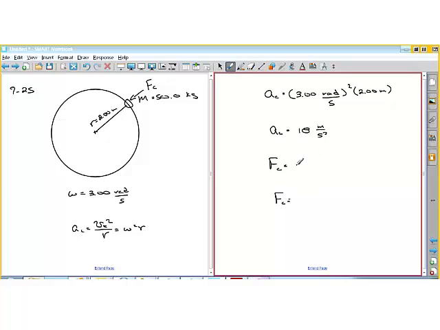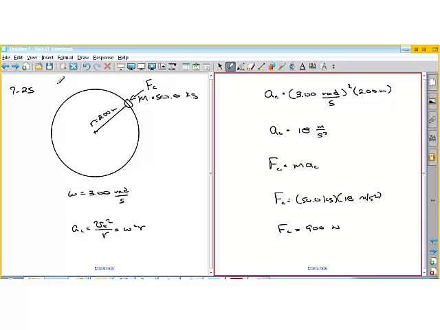Mass times centripetal acceleration, 50 kilograms times 18 meters per second squared. 50 times 18, 900 newtons. Okay, what minimum coefficient of static friction is required? Is the answer you found reasonable? In other words, is she likely to stay in the merry-go-round?